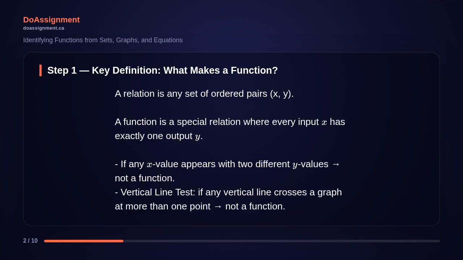Before we analyze each relation, let's review the key idea. A function requires that every input x maps to exactly one output y. No x value can have two different y values. On a graph, we use the vertical line test. If any vertical line hits the graph more than once, it fails the test and is not a function.